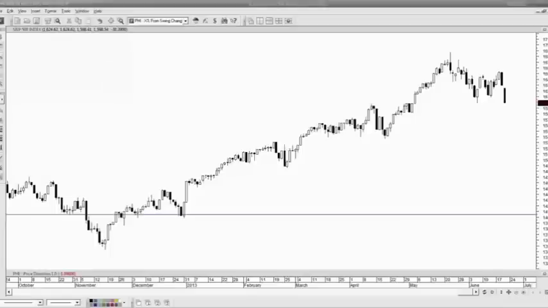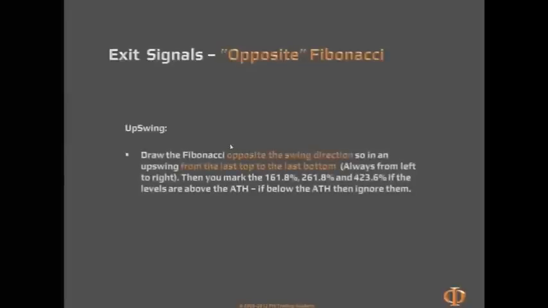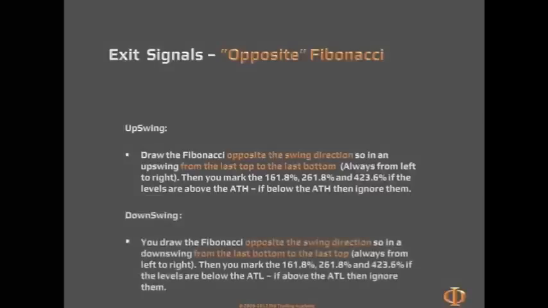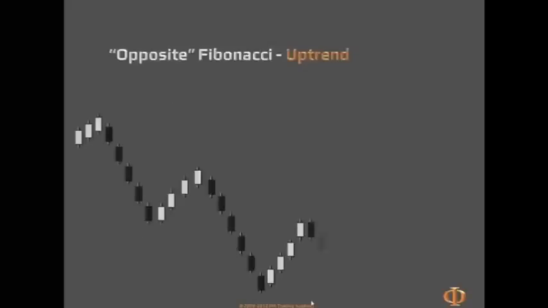So look at this. Now, let me show you how it's done. When we have an upswing, we draw the Fibonacci always opposite to the swing direction. So in an upswing, we put it from the last top to the last bottom. In a downswing, you draw the Fibonacci from the last bottom to the last top. So look at this visually. The market is coming down, yes? Then it comes down here and then it starts going up.